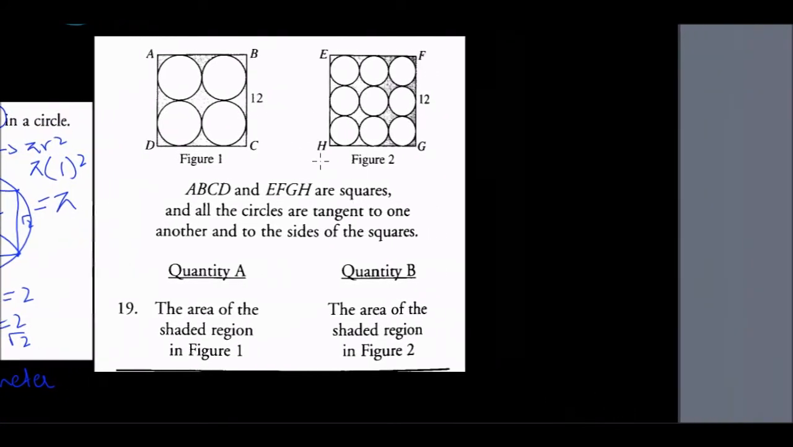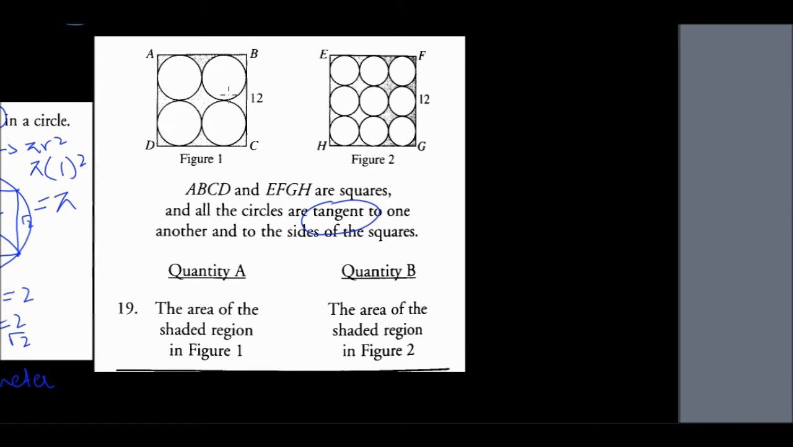Okay, so here is a quantitative comparison question. We have two figures. A, B, C, D is a square, and E, F, G, H is a square. And all the circles are tangent to one another. Tangent, that's an important word. And to the sides of the square.